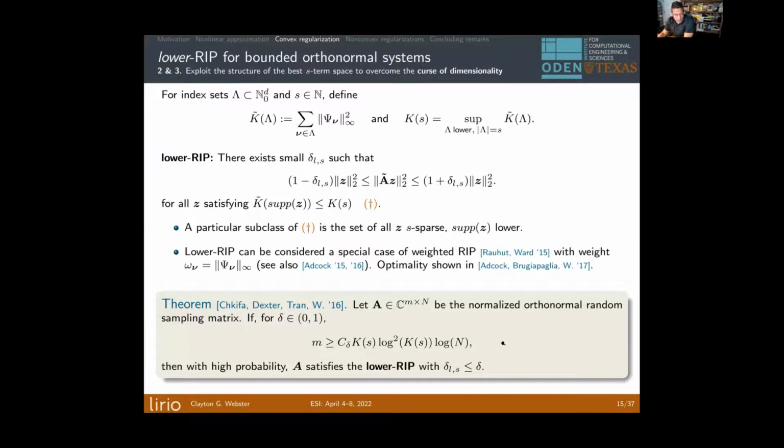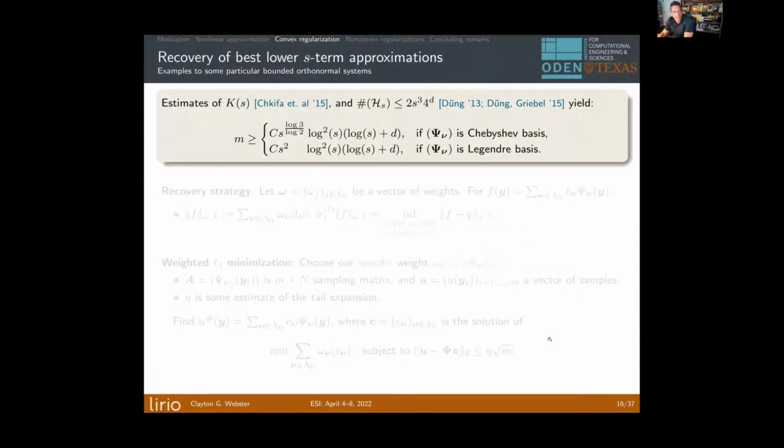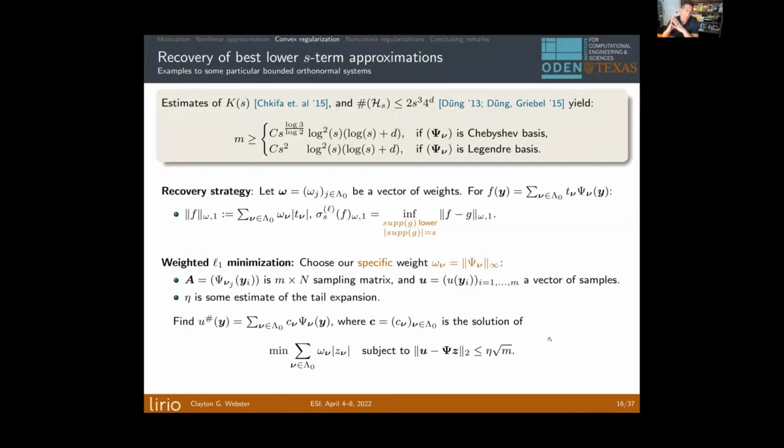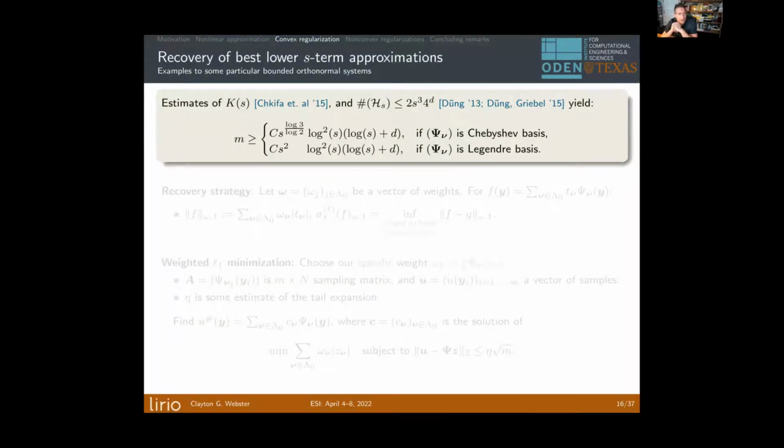Now, in the case of several examples, we can take advantage of estimates of K of S. Let's pull this back and show that if we utilize the estimates for K of S, which were shown in this paper from 15, and the bound of the hyperbolic cross itself, then we can show that if we force a Chebyshev basis, then the bound, or the minimal number of samples required, grows like S to the log 3 over log 2.